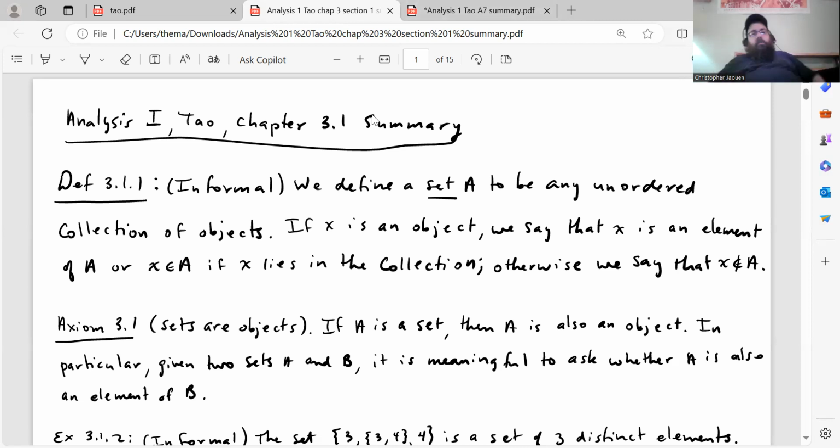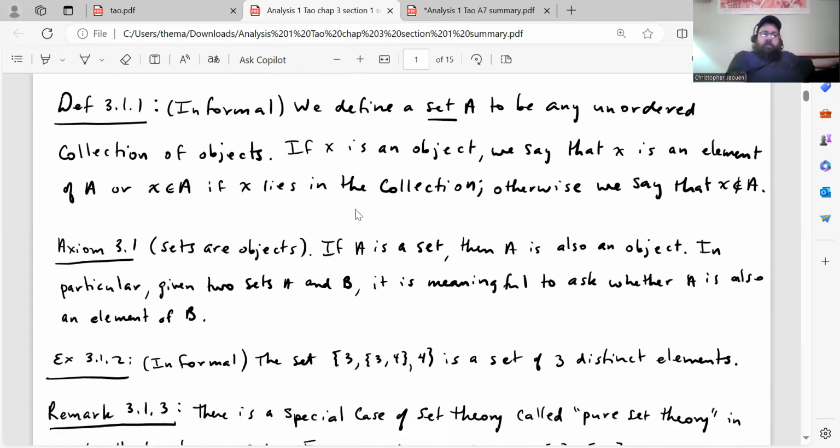All right, so we start with an informal definition of what we mean by a set. We define a set A to be any unordered collection of objects. If x is an object, we say that x is an element of A, and the symbol that denotes that is written here. That's read "x is an element of A" if x lies in the collection; otherwise we say that x is not an element of A.